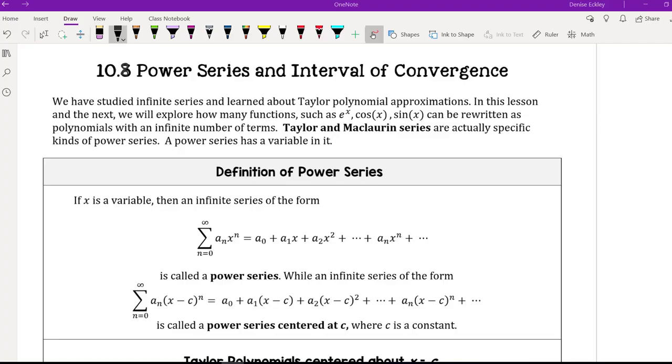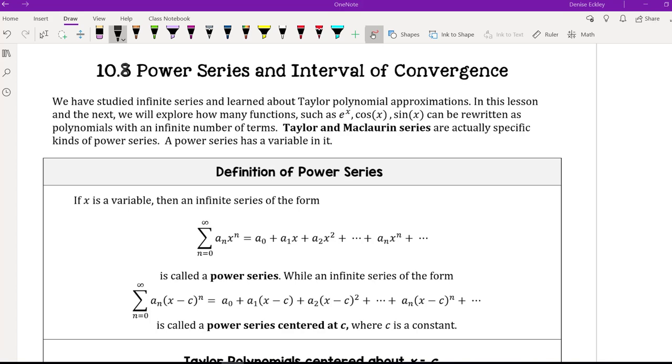This is part 1 of section 10.8, Power Series and Interval of Convergence. This section connects what we've done with our infinite series with what we talked about in our last section, which was the Taylor polynomial approximations. So what we're going to do now is work towards coming up with Taylor and Maclaurin series of specific types of power series.